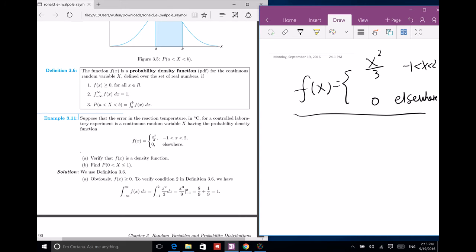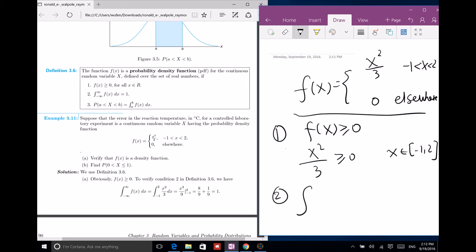Well, for a density function, if we look at the previous definition, we know that first we need to show that f(x) is positive or non-negative. We have that. x squared over 3 is positive because the square is positive and x belongs to -1 to 2. Second, we have to verify that from negative infinity to positive infinity, the integral is 1.